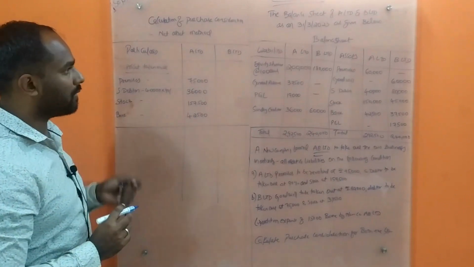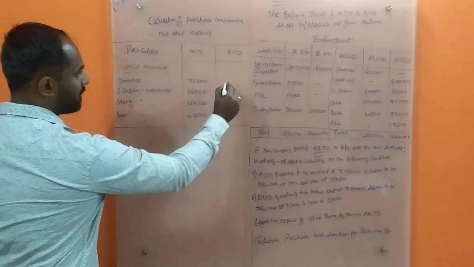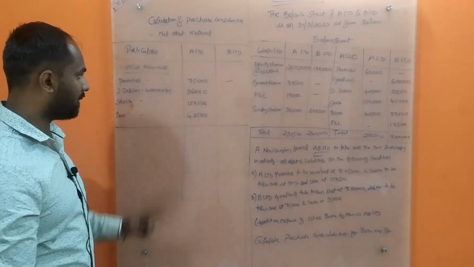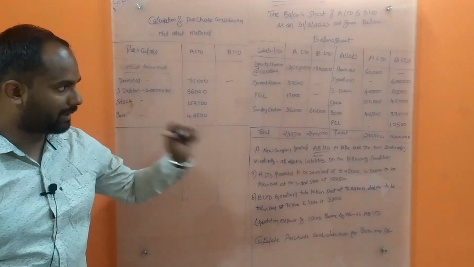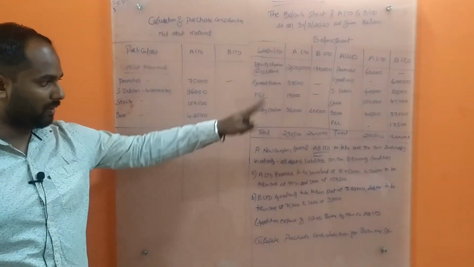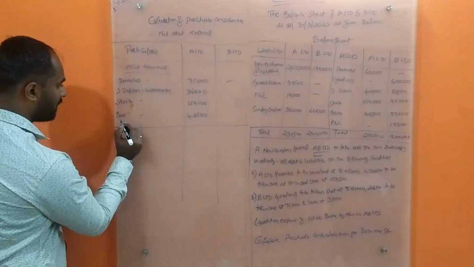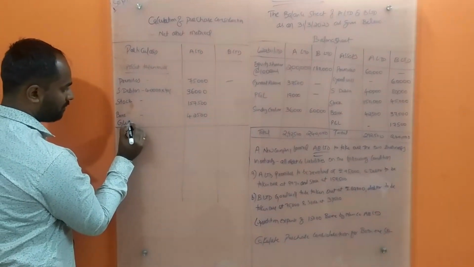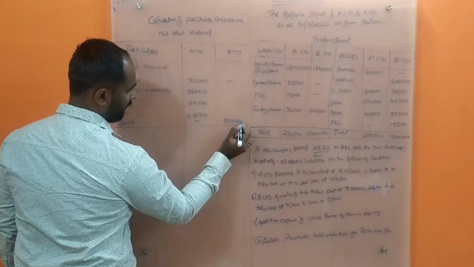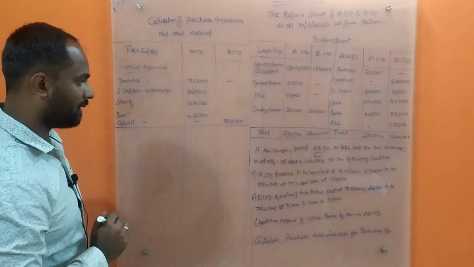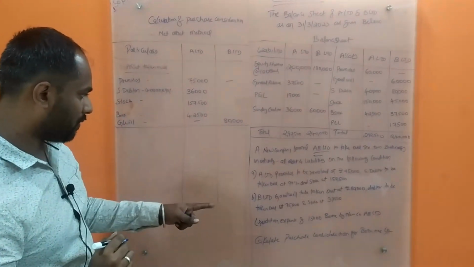So in premises, what we have in B Limited? There is no premises for B Limited, so we can leave it as blank. See, B Limited goodwill is revalued at 80,000. So it is 60,000 book value, but they are taking it at 80,000. So you can write goodwill 80,000 here.